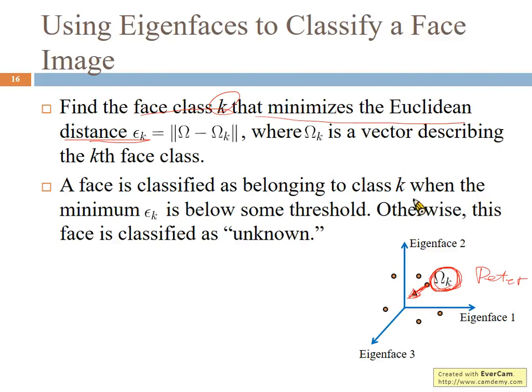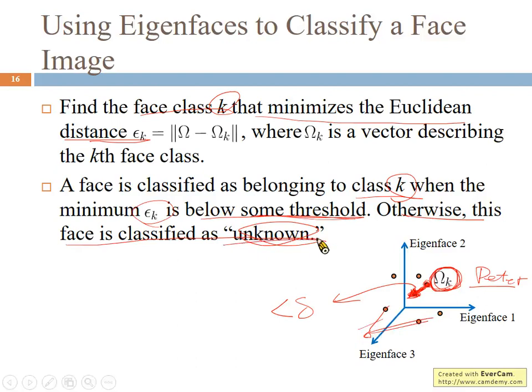So a face is classified as belonging to class k when the minimum epsilon k is below some threshold. So in addition to finding the nearest neighbor, we also calculate the distance between the mapped value and the closest neighbor. If the distance is below some threshold, then we say that this given face image is Peter. Otherwise, this face is classified as unknown. If, for example, some data point is far from the others, then we will say that it is unknown.